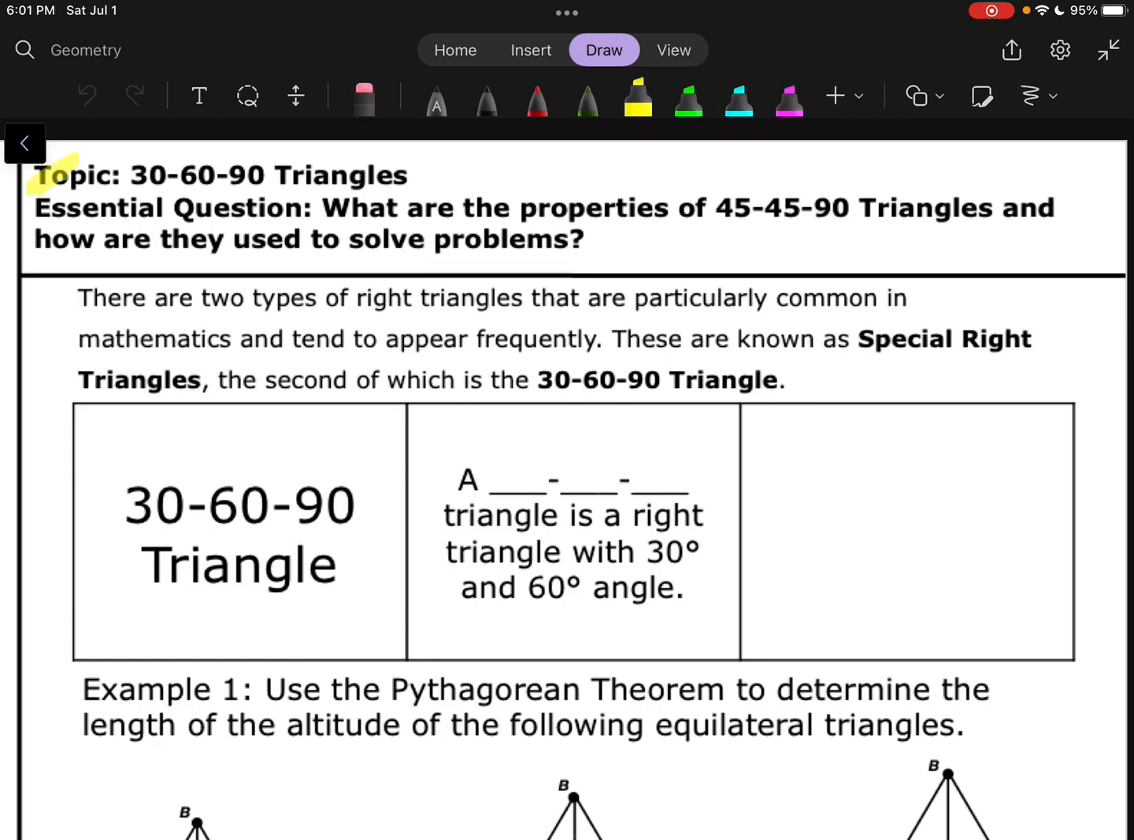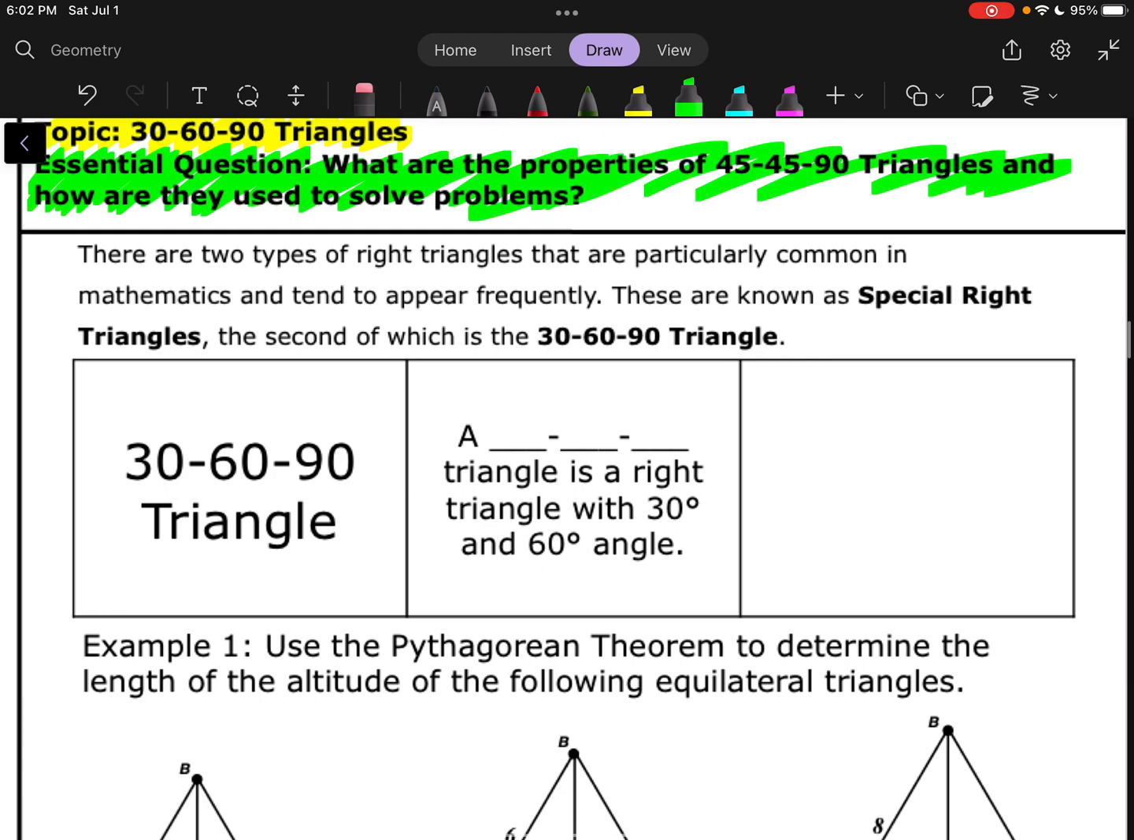Okay, so the topic for this video is going to be 30, 60, 90 triangles, the second of our special right triangles. And our essential question is going to be, what are the properties of these 30, 60, 90 triangles, and how are they used to solve problems?